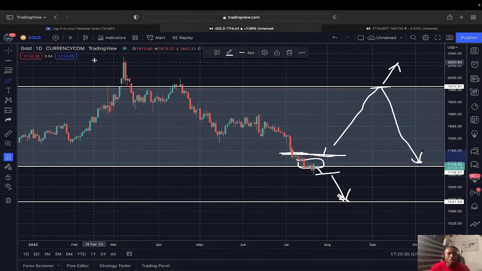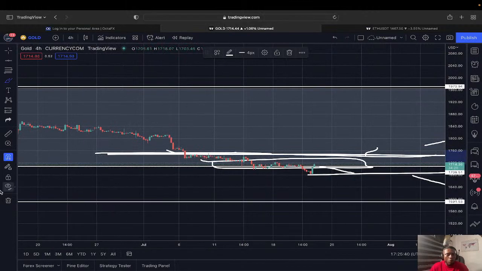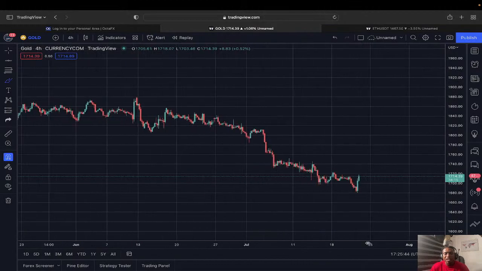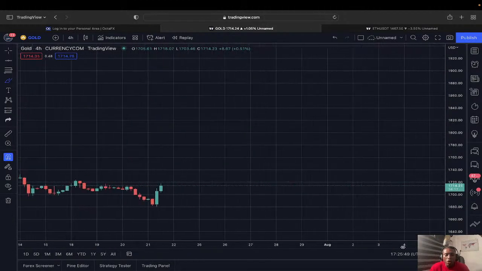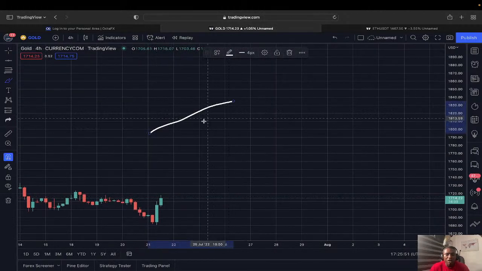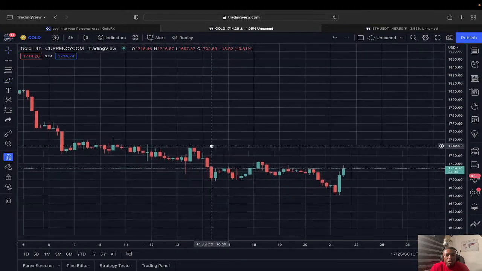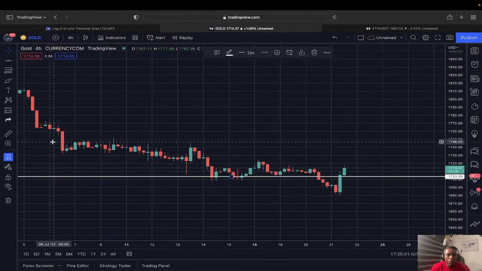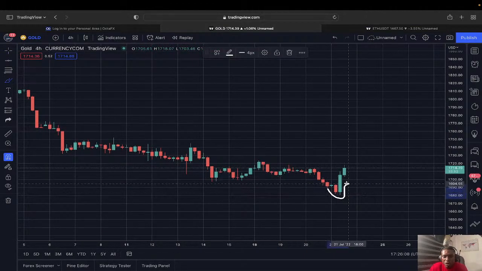Okay, so let's go to the lower time frame, which is 4 hours, to see what is clearly happening. Let me delete all these lines. Good. So you can see that on the 4 hours, we have a bullish engulfing candle. Can you see that? You could see this. See this bullish engulfing candle.